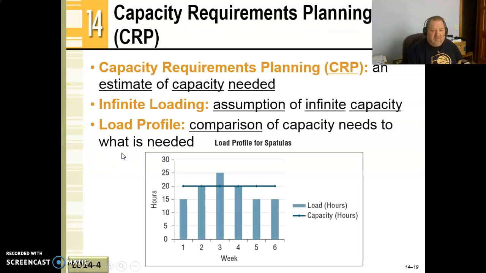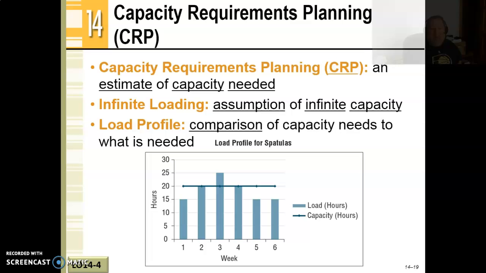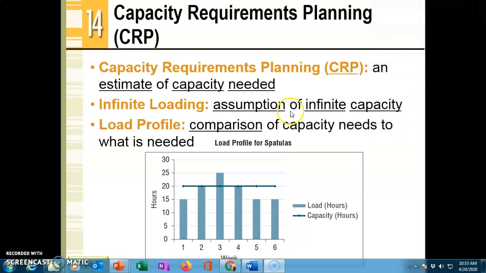We are going to move on to capacity requirement planning. Capacity requirement planning, CRP, is an estimate of capacity needed, and we're talking about production capacity. A couple of terms: infinite loading is the assumption of infinite capacity, that we could always add additional capacity. Load profile is the comparison of capacity that is available to what is needed.